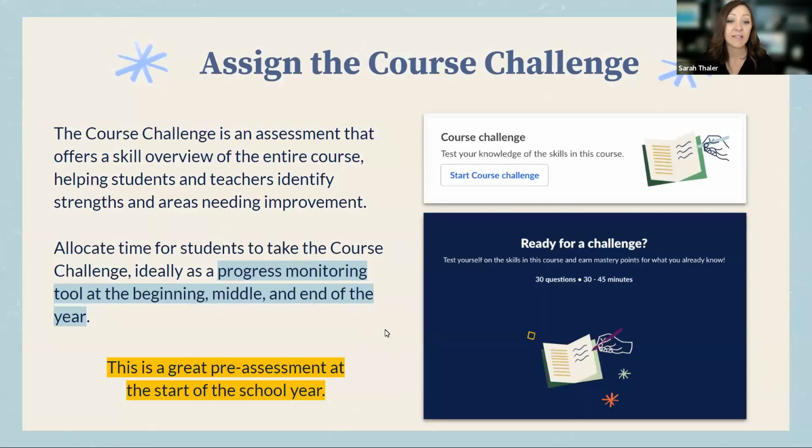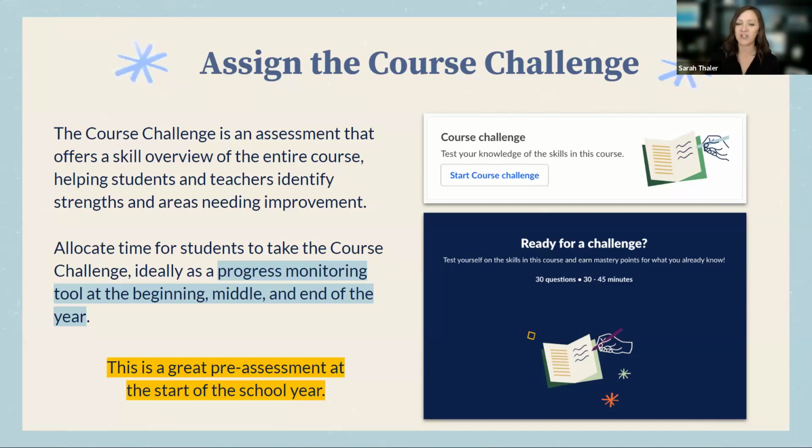All right. As I mentioned, the course challenge is really important because it does help give students an initial idea of where they're at within this course. It provides instant, meaningful data that can be utilized throughout the year. We do suggest doing it 3 times. Doing it at the beginning of the year is that initial progress monitoring, where are we at? The middle of the year and the end of the year are also great times for students to engage in these course challenges. It's a survey of the entire course.